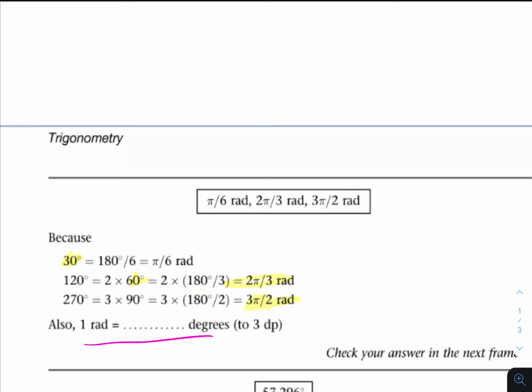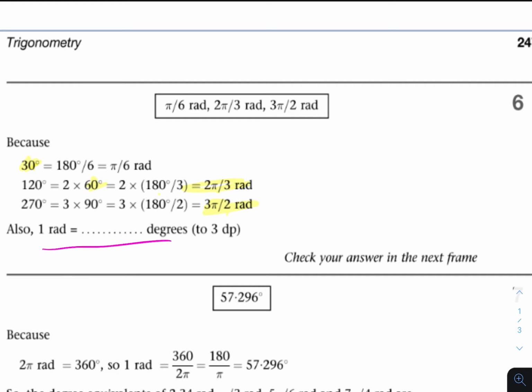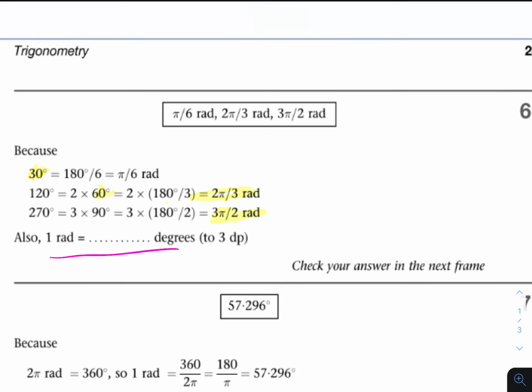So how would we work out 1 radian? What is 1 radian equal to in terms of degrees to 3 decimal places? So the way that we work this out is we remember that 360 degrees, right, is equal to what? 2 pi r. So if you wanted to just isolate this r by itself, how would you do that? You would divide both sides by 2 pi, right? So that would give you 360 divided by 2 pi equals r. So what would r equal?